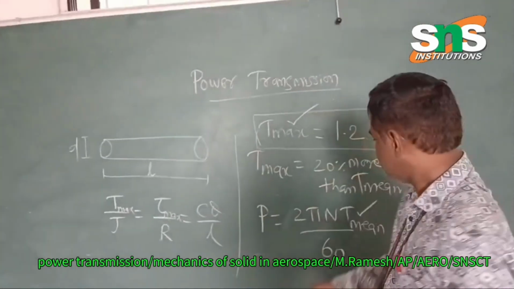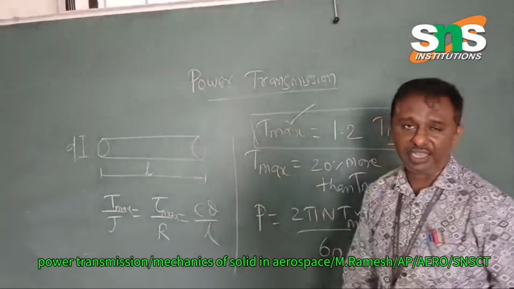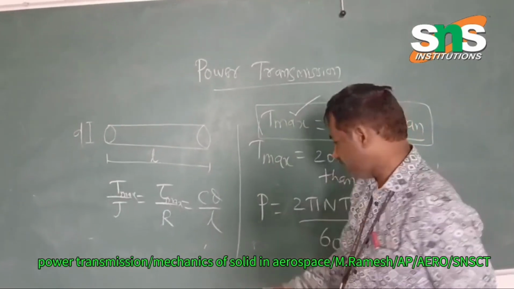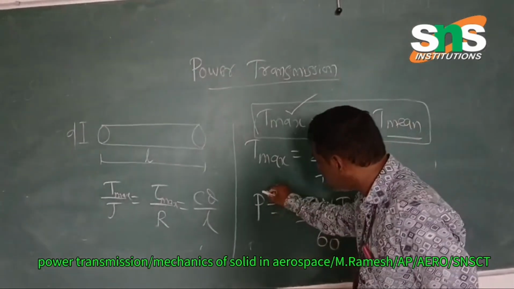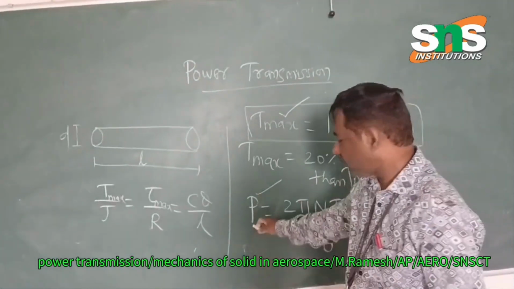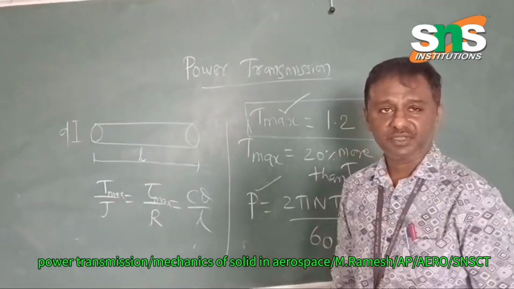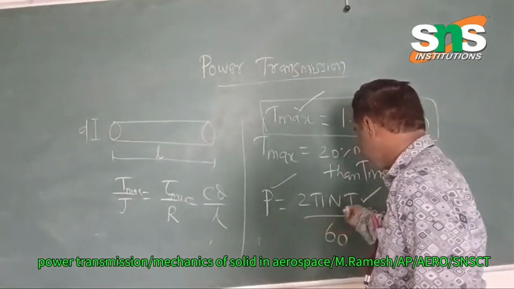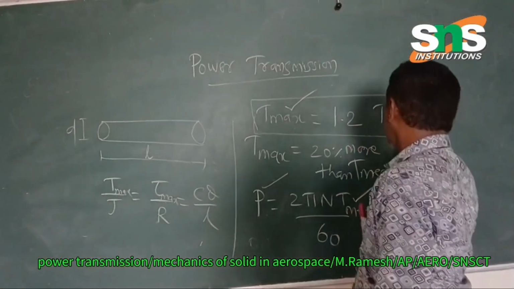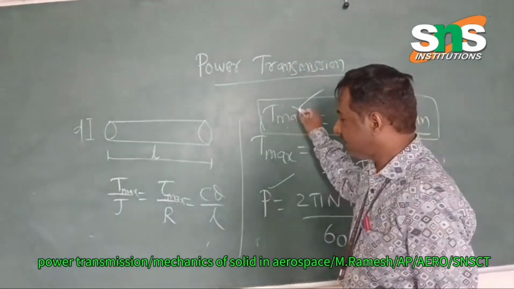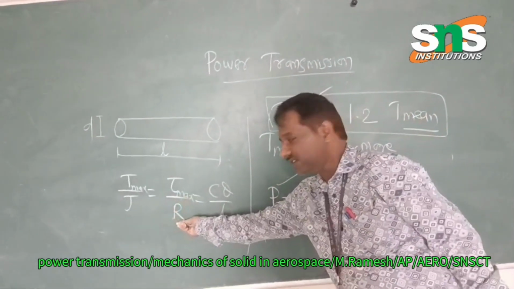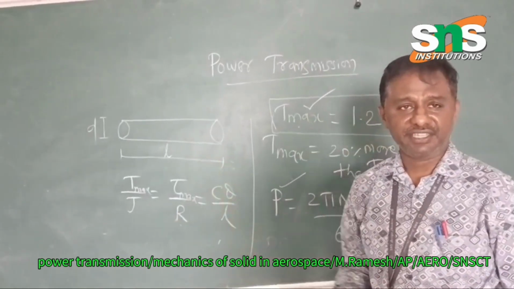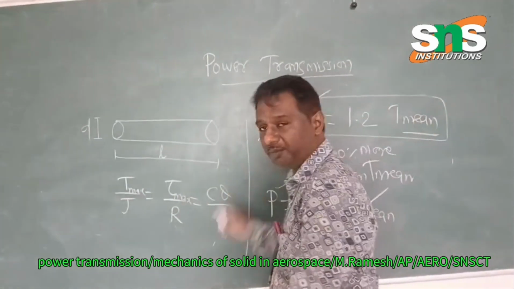But the thing is, just to get the value of T max, how can I get the value? First, you have to get the mean torque from the power transmission, because at that point the power can be given. Power is given in terms of kilowatt or watt. Okay, and you can apply here, get the mean torque. You apply here, you will get the T max. Then you can apply in the torsion equation. Then you can find the diameter or area. Okay, I think you have got the point.